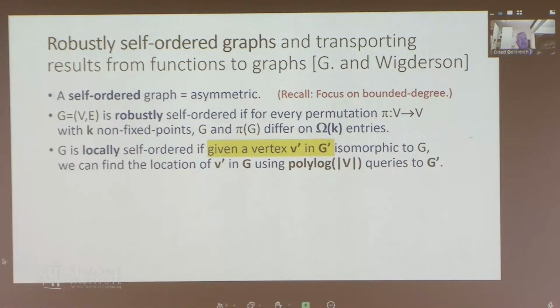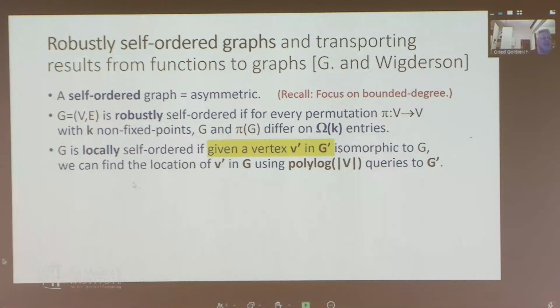This vertex is not in the graph, but the vertex which is analogous to it, or is mapped to it by the unique isomorphism. It is a unique isomorphism because the graph is asymmetric. So your task is to find the location of the copy of the particular vertex V prime in the original graph G. And I want to do it using very low query complexity, so polylog in V.